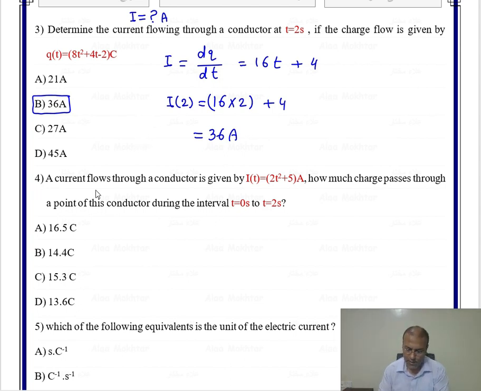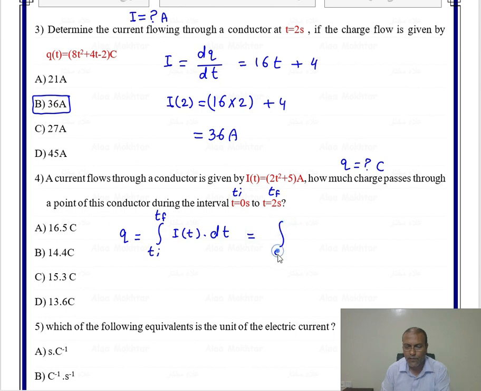Number 4. A current flows through a conductor given by an equation for the current. We have an equation for charge, we make a derivative. We have an equation for current, we make an integration for current. How much charge? Charge equals unknown coulomb, passing through a point of this conductor during the time interval t equals 0, the initial t, to t equal to 2 seconds, the final t. Q equals the integration from t initial to t final of the current with respect to t.